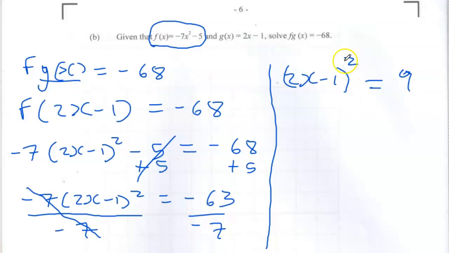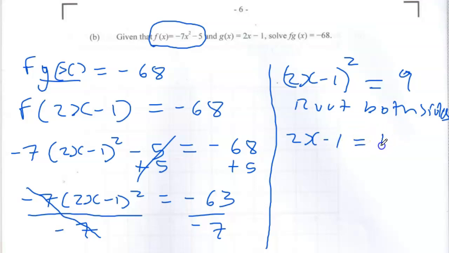So get rid of the square now. Another thing we could do is take the square root of both sides. Alright, root both sides. So we end up with 2x minus 1 equal to plus or minus 3.